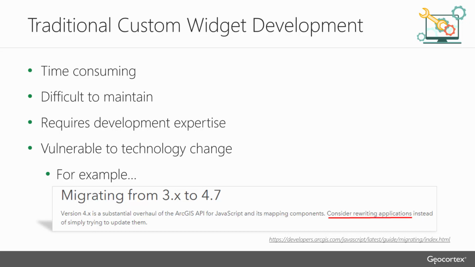However, Esri is now pushing and developing new functionality in their 4.x JavaScript API, which has the ability to render 3D web scenes, and it has just a whole number of new capabilities that organizations are going to want to take advantage of in the future. And if you want to then migrate an application from the 3.x to the 4.x JavaScript API, you're actually going to have to completely rewrite those widgets. And again, making it really vulnerable to technology change.